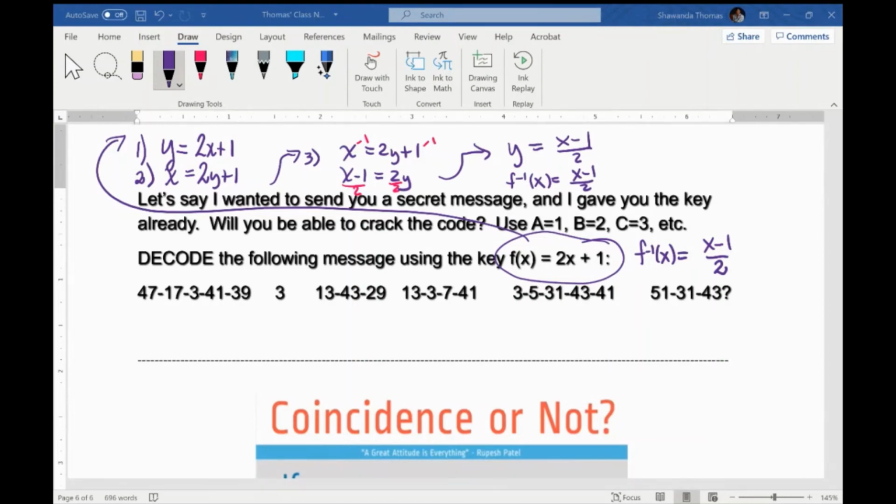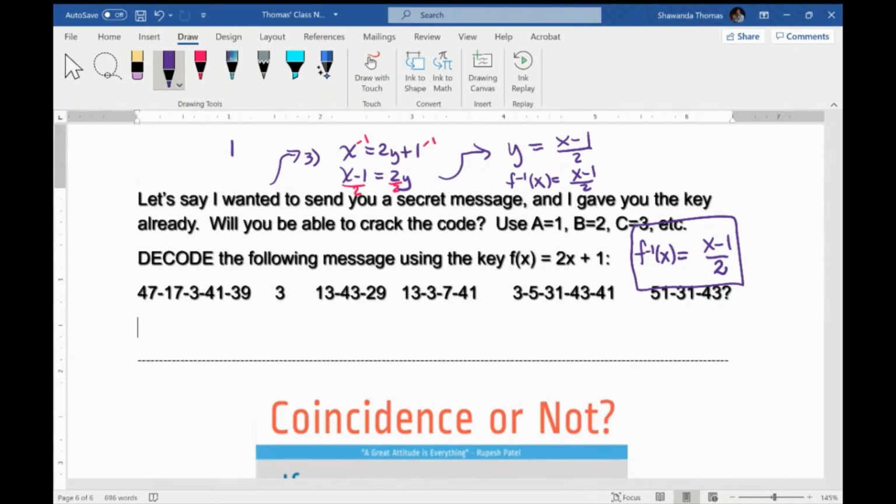All right. So we're going to use this inverse function to figure out what these numbers mean. These numbers are associated with a letter of the alphabet. What would be helpful if we do now so that we can look at it first? Write down the alphabet. Thank you. Let's just write down the alphabet.